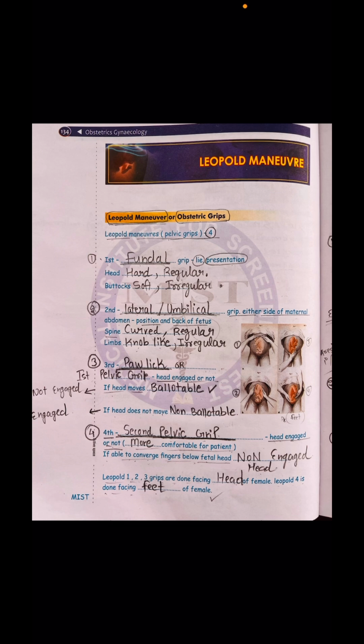The definition of the Leopold maneuver is the systematic method of abdominal palpation used to assess the fetal position, presentation, and engagement, and we do it in the third trimester only of the pregnancy. Reminding you, the third trimester is from 29 weeks to 42 weeks.